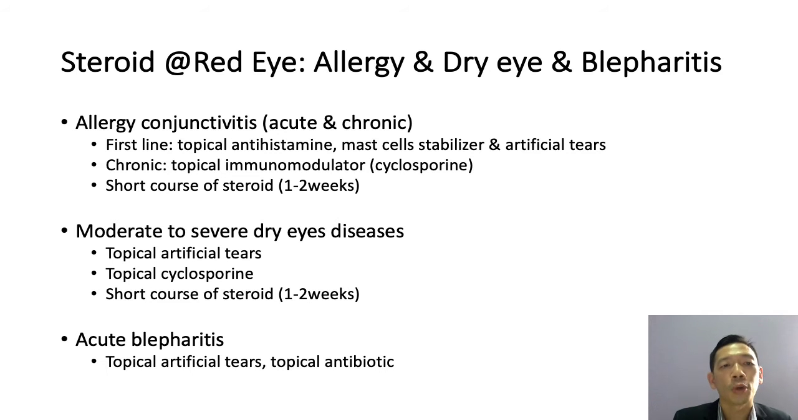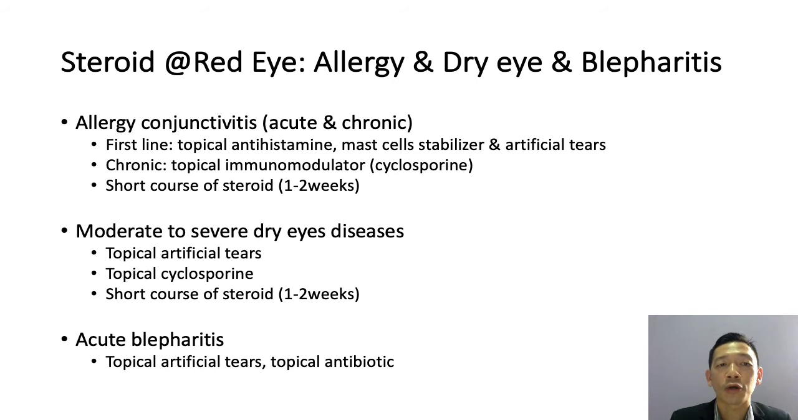The same goes for moderate to severe dry eye as well. A short course of steroid can only be used at the very beginning when they have an exacerbation of dry eye. The mainstay is to go back to topical artificial tears, and also in certain cases when they have moderate to severe dry eye, we can add on topical cyclosporine as well.